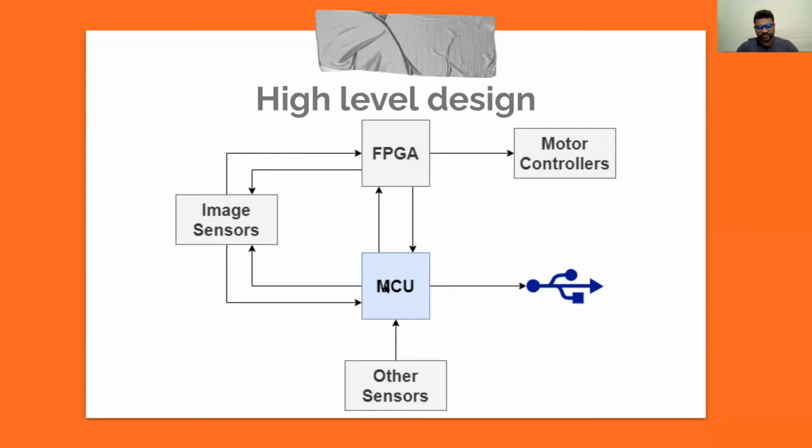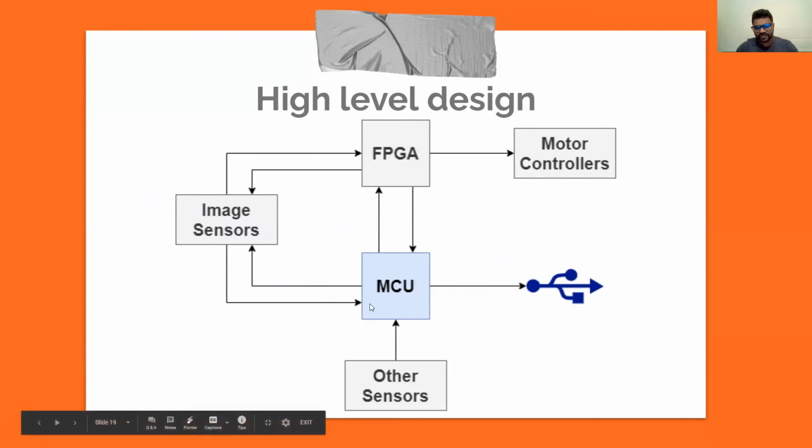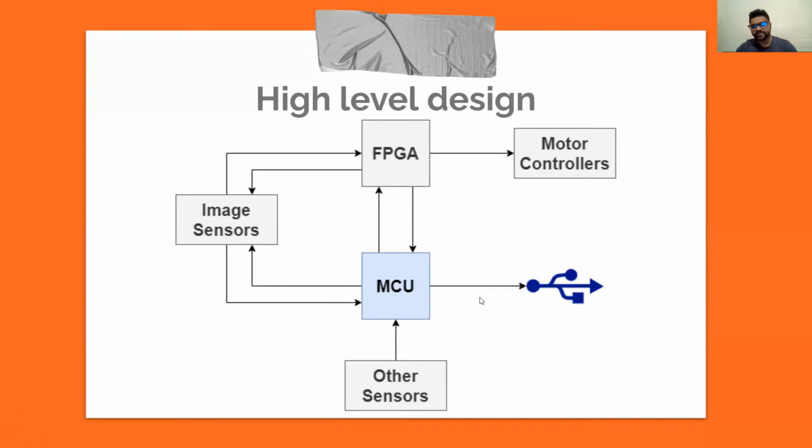So this MCU means microcontroller unit, and we have the image sensor, which is connected to both the microcontroller unit and the FPGA. The FPGA is providing some signals, like clock signal pulses, to the image sensors, so that the image sensors will provide the necessary image data to the microcontroller, which is directly sent over this symbol. I guess you know it's a USB, so this is sent over USB.